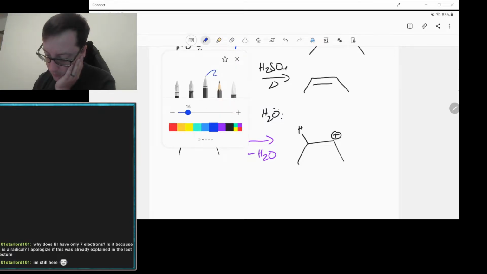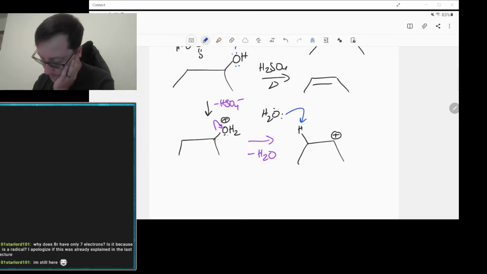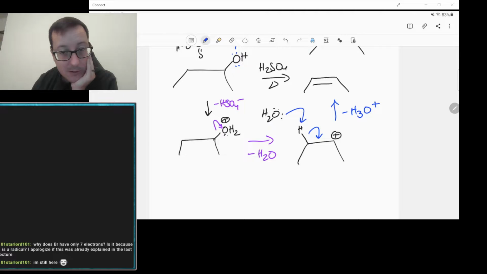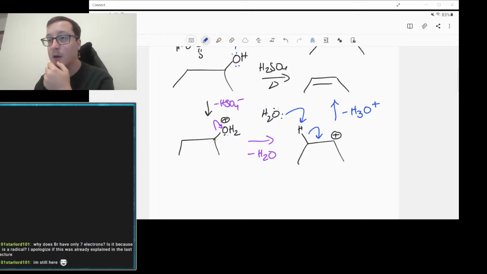And then our dear friend, the water, or actually, it's probably going to be the best base that's here, is going to come in and grab the proton and eliminate, which will produce the H3O+ hydronium, which is what we would have in sulfuric acid anyway, right? So that's our step there.